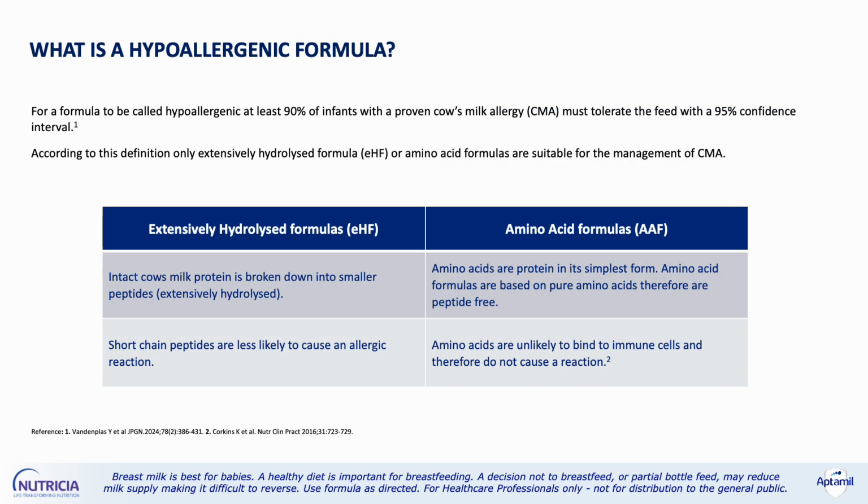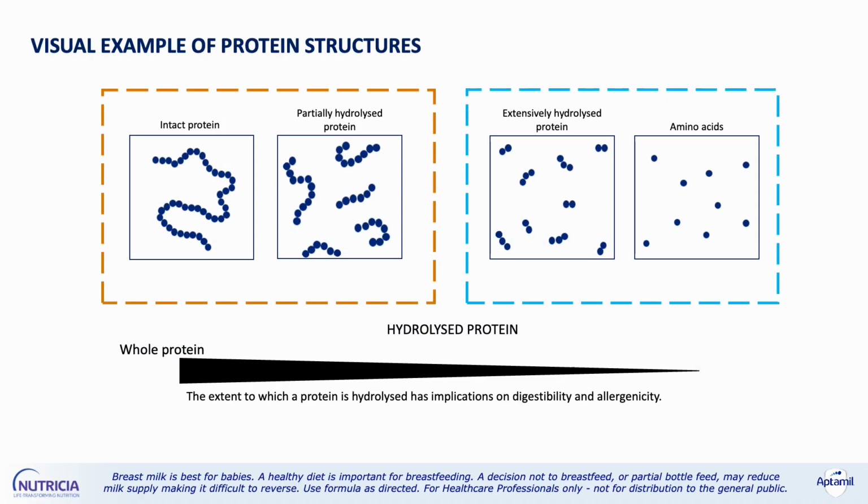A hypoallergenic formula is one that is tolerated by at least 90% of infants with proven cow's milk allergy. Only extensively hydrolyzed formulas and amino acid formulas meet this definition. These formulas reduce allergenicity by breaking down the proteins into smaller peptides, as in extensively hydrolyzed formulas, or are based on individual amino acids in amino acid formulas. This slide shows a visual example of different protein structures.